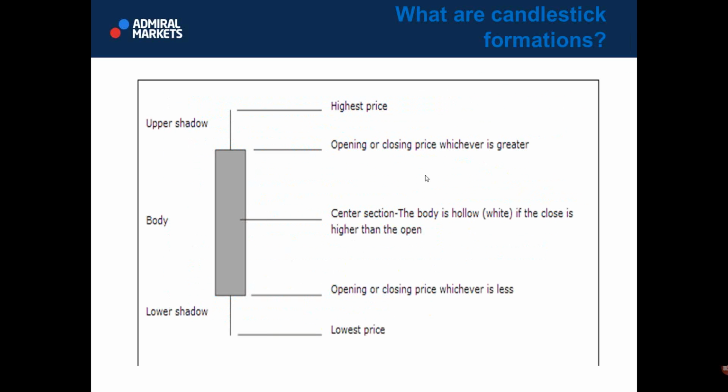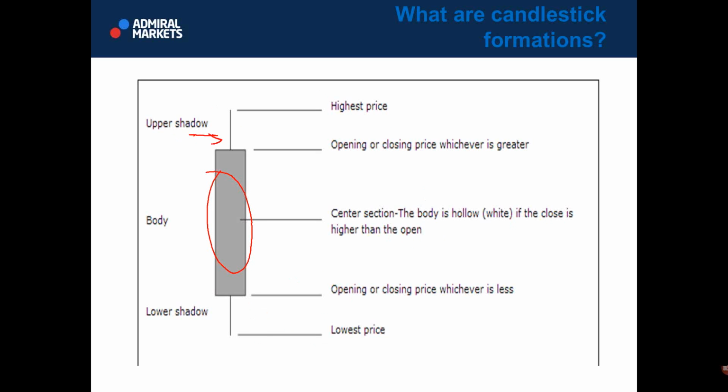This is a simple candlestick, and you see, this is the body of the candle. The center section is the body, hollow white if the close is higher than the open, so we say that if the close is higher than the open, then the candle is bullish. Lower shadow: the lowest price, opening or closing price, whichever is less, and also opening or closing price, whichever is greater, and the highest price.